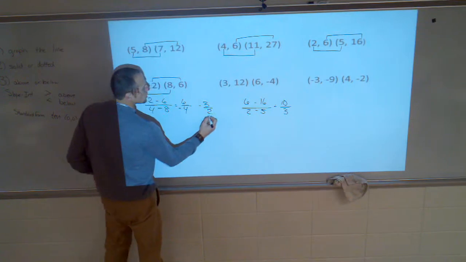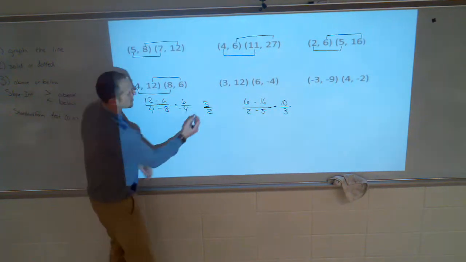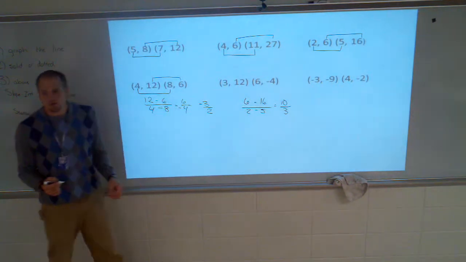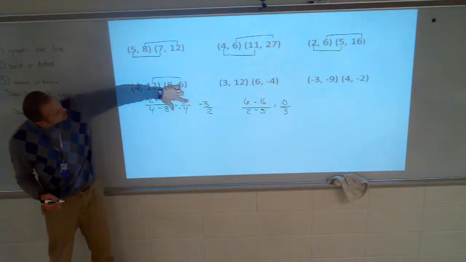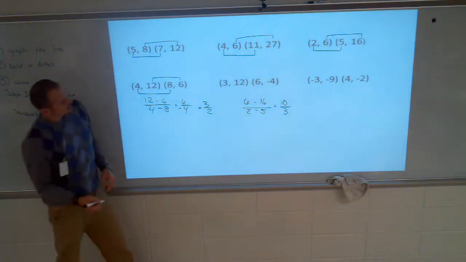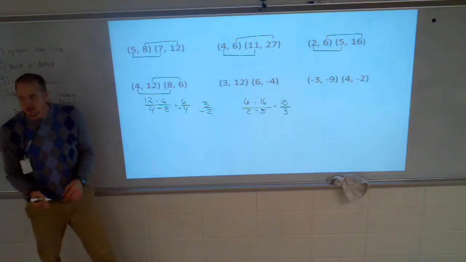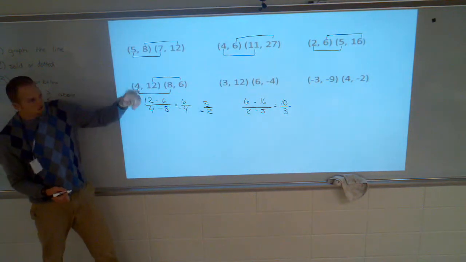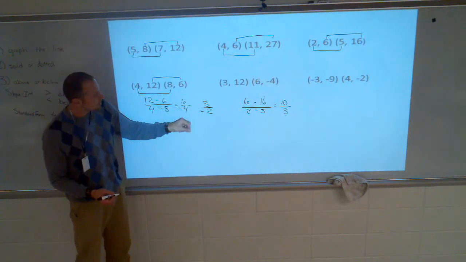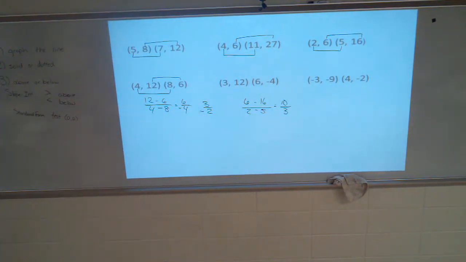Negative 3 over 2. Now, I want everybody to see this. I want to make sure everybody understands. I'm going to write this 3 different ways. They're all going to be the same. This is the same as this is the same as this. It doesn't matter where that negative is written. Top, middle, or bottom, it is all the same. Alright? It's all the same.